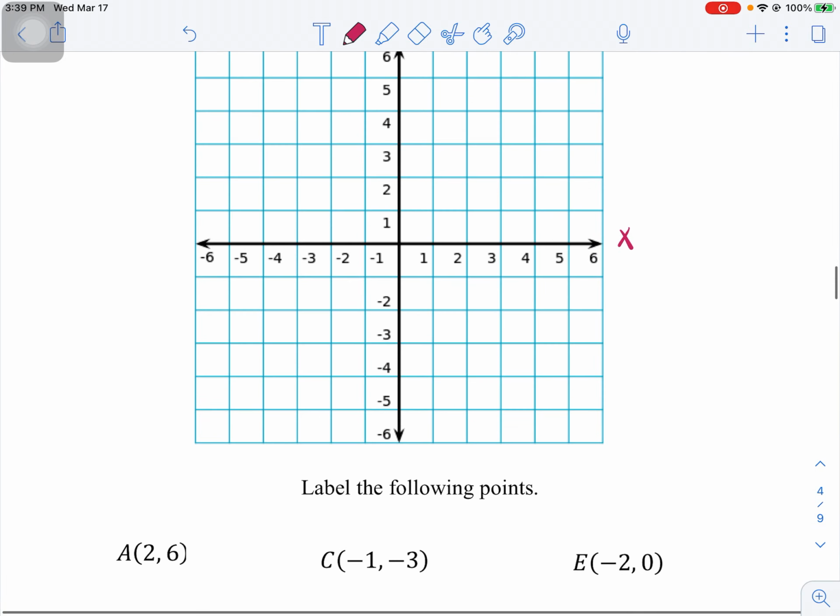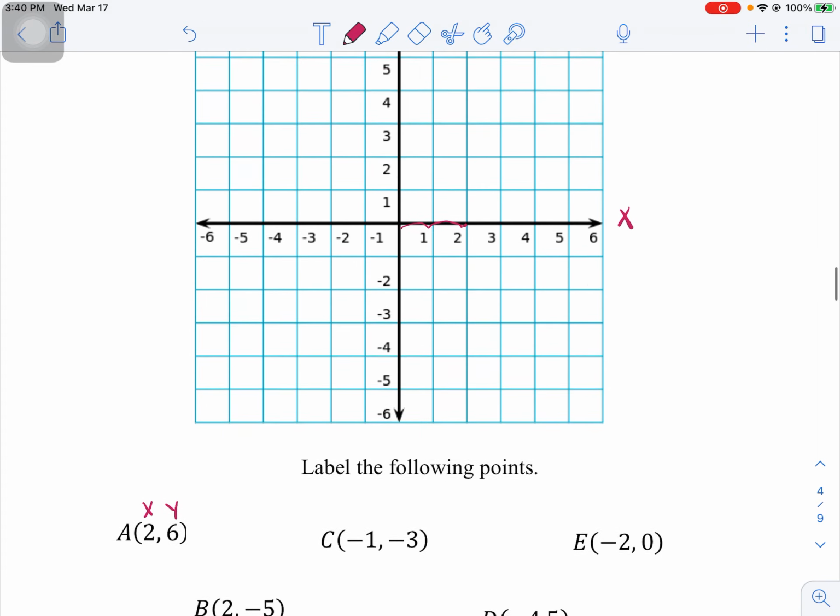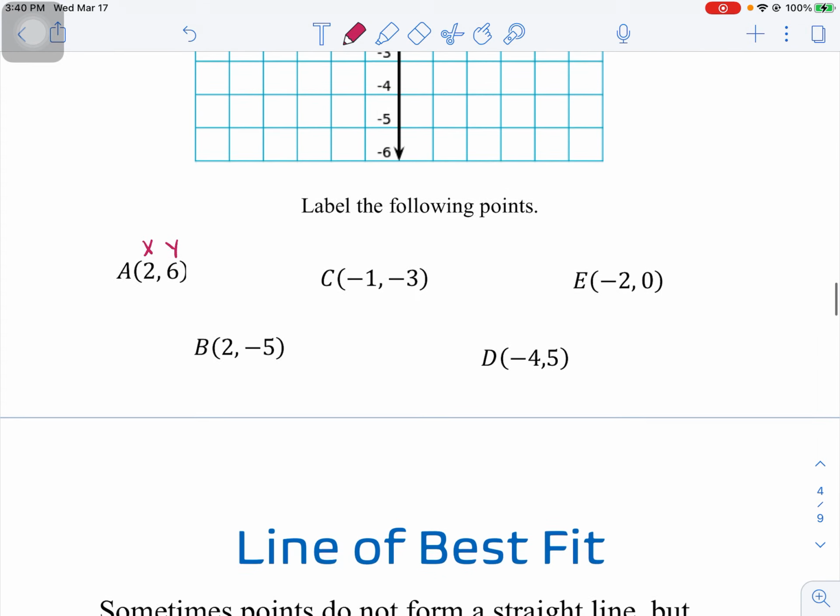We've got some points down here. So remember, we do the X first and then Y. So we go over to 2, and then we go up 6, all the way up to 6. And we're going to put a label of A there. You will do that for each one of these, A through D.